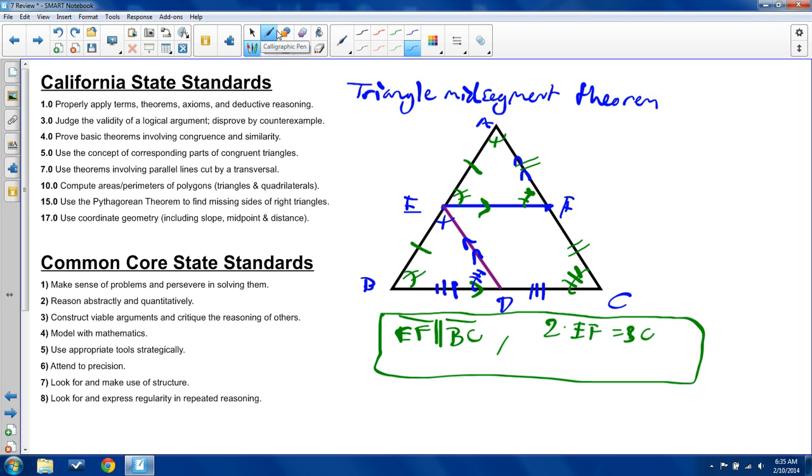So that's the triangle mid-segment theorem, and I could have connected FD as well. I could have said the same thing here, half of this and parallel to this.